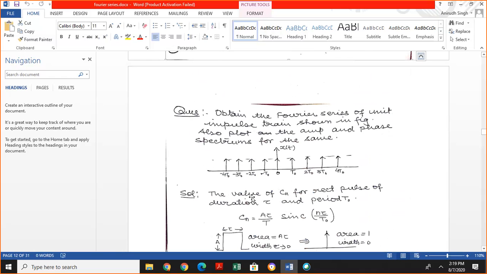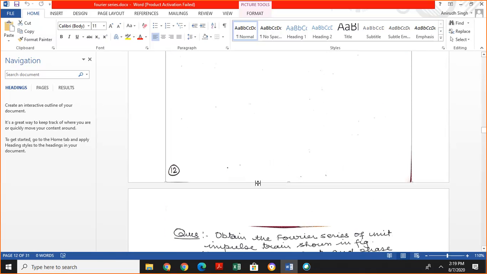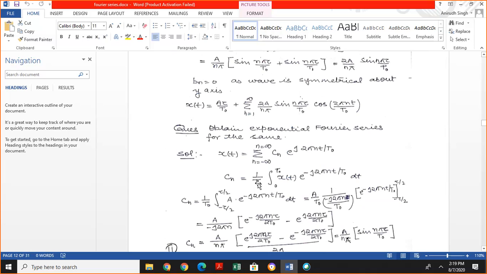The next question is: obtain the Fourier series of the unit impulse train shown in the figure. Also plot the amplitude and phase spectrum for the same. This question is solved with the help of the previous question.